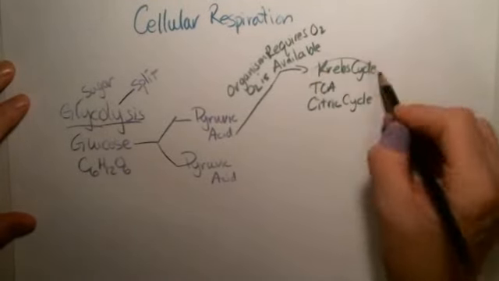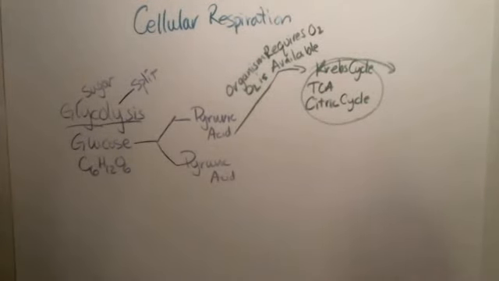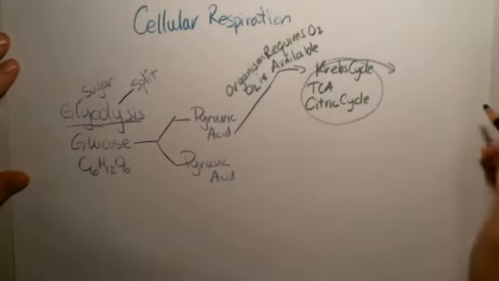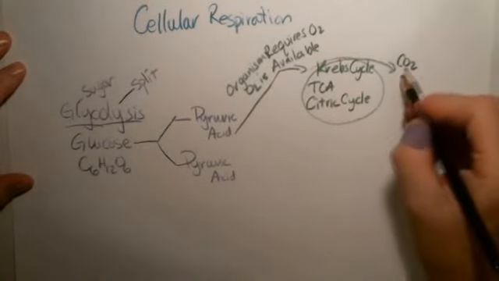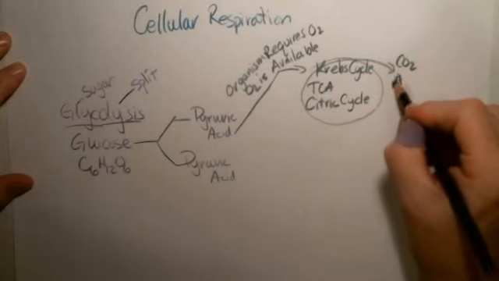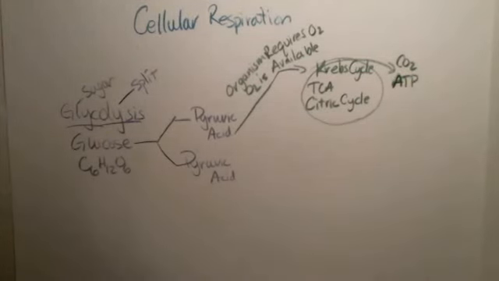Now this is a cycle, so the molecules are going to go around in a little circle, and you're going to get some products produced here on the end. Now these products are going to be carbon dioxide. They're going to be ATP. And if you haven't seen the other lecture on ATP, you may want to look at it. ATP stores energy.